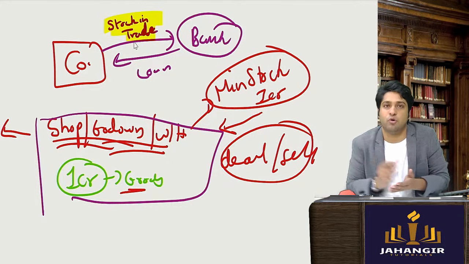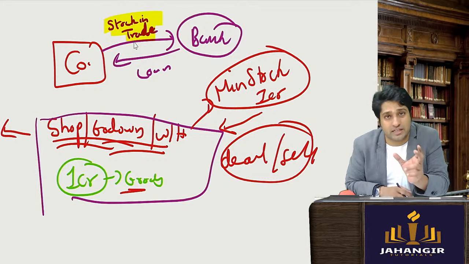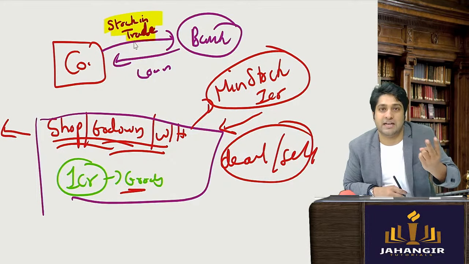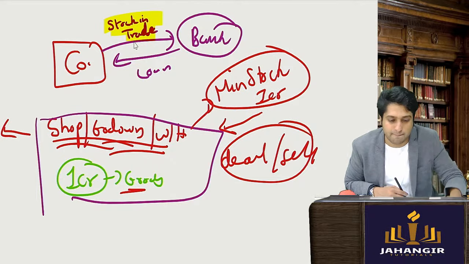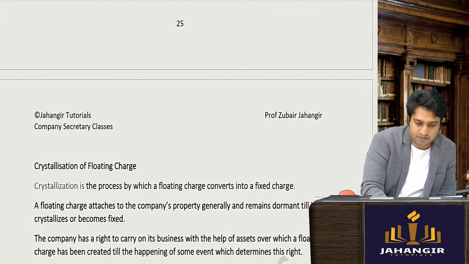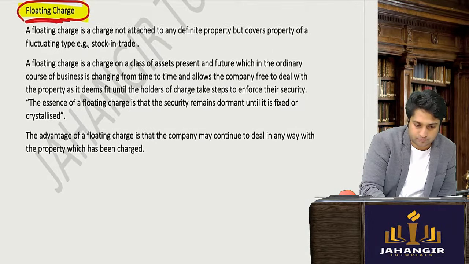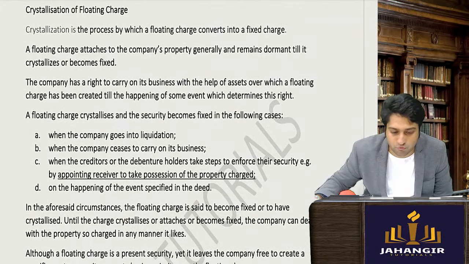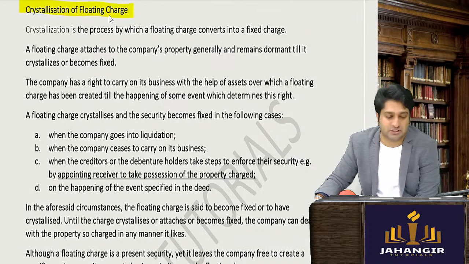Now why floating? Because the goods are not fixed. Lot numbers can keep changing. The company can deal in the assets as it wants. Now, when does this floating charge become fixed? Let's go to the next thing. When does a floating charge become a fixed charge?